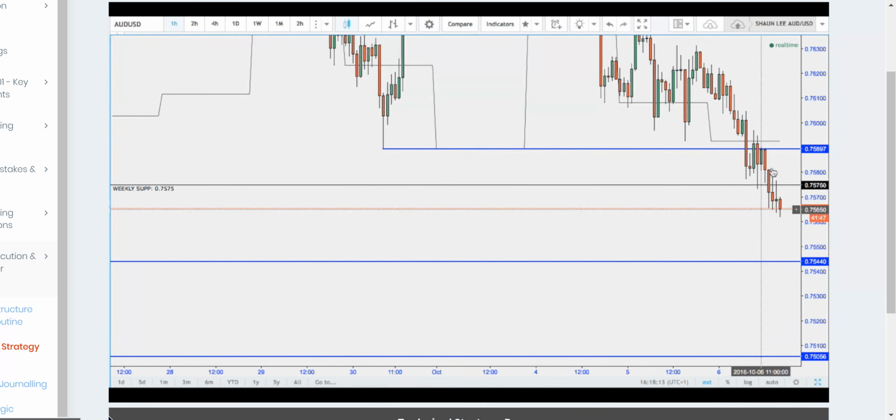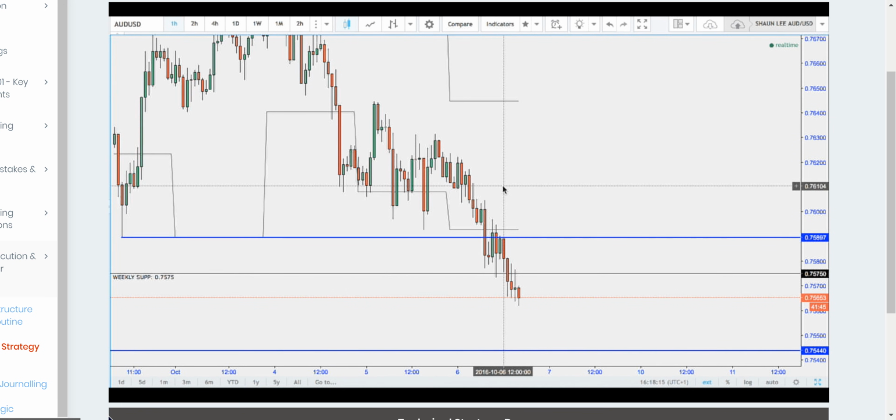So the daily highs and lows, I cannot stress enough how important it is. Keep to the hourly. I always switch between the hourly and 2 hour, and then the 4 hour as well. That is all you need, daily highs and lows.